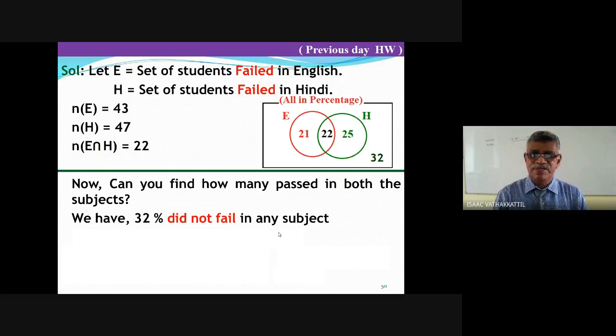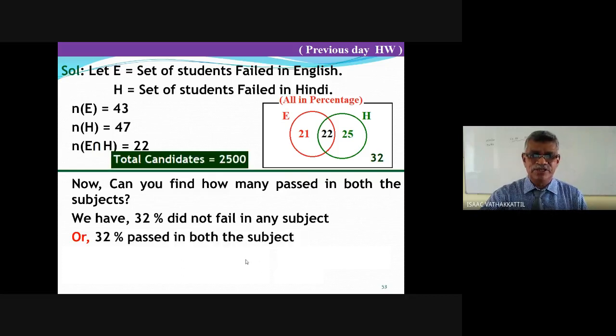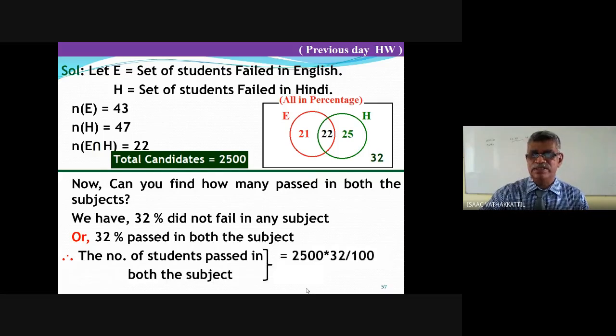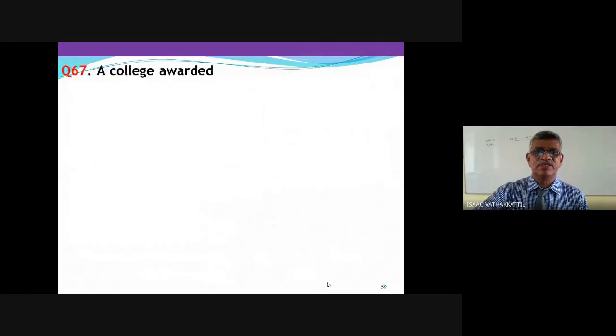Now tell me if you have difficulties. No, sir, no difficulty. 32% did not fail in any means they passed in both. So the total number of candidates is 2,500. So 32% of 2,500 is 2,500 into 32 by 100, which is calculated as 800. Please tell me. If you don't get it, you can go and ask me. Well, let me pick up another question.